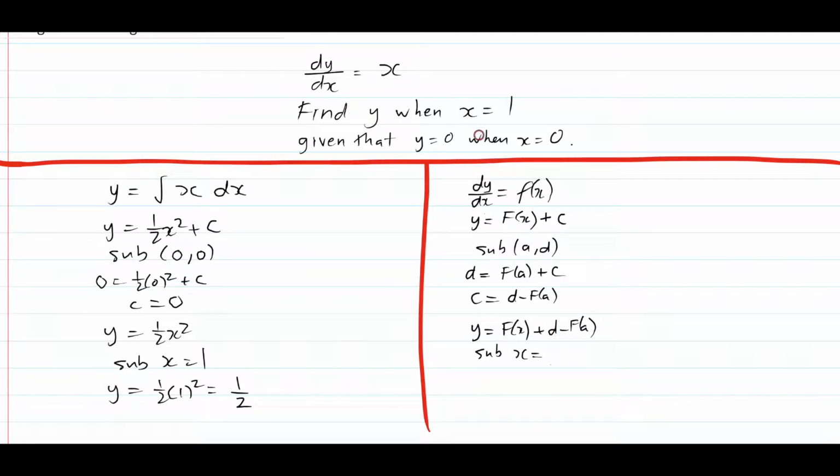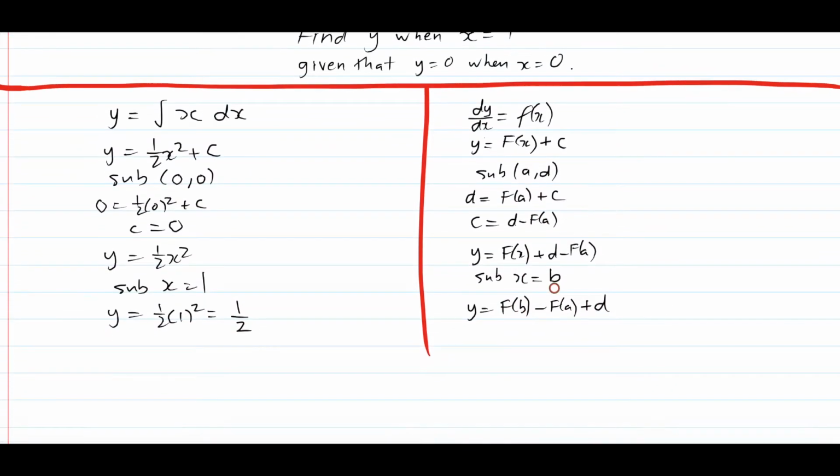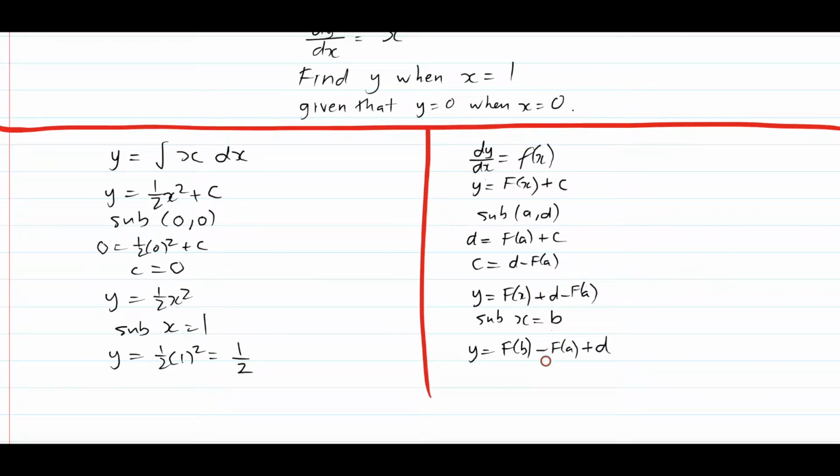We want to find y when x equals another value, and let's say x equals b. So you will sub b into your f(x) over here, and you get f(b) minus f(a). I'm going to bring the f(a) to the left side because the magic comes after this. Okay, so y equals f(b) minus f(a) plus d. Okay, so this is how the shortcut came about.